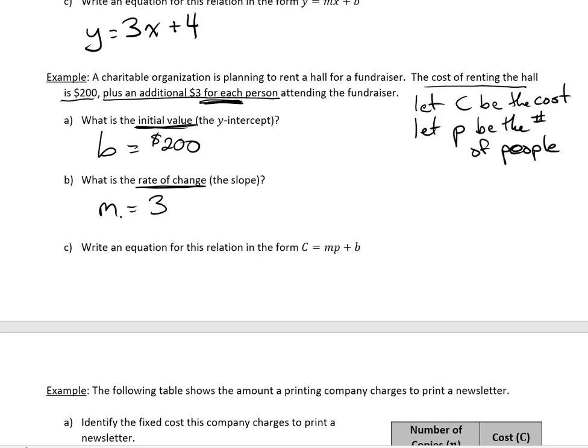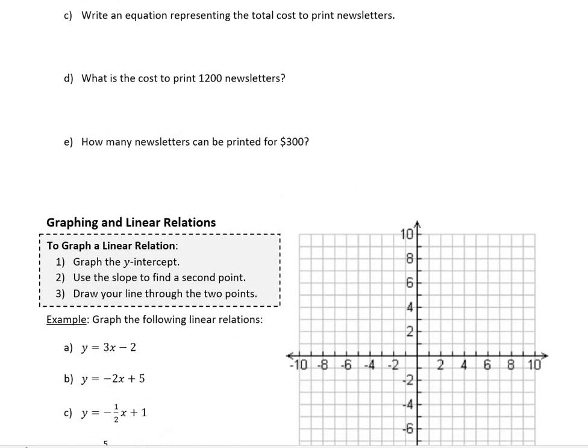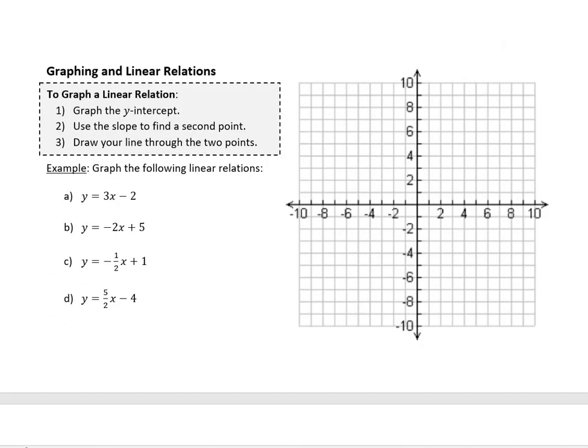So rate of change is another way to think about slope. So if you see a rate of change, that's the slope. And we'll leave C to you. We've got one there for you to do on your own.